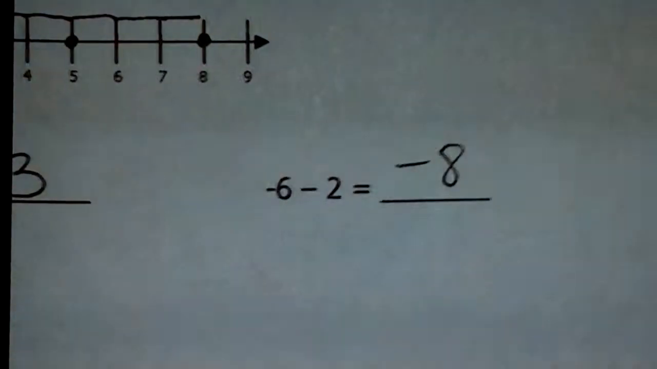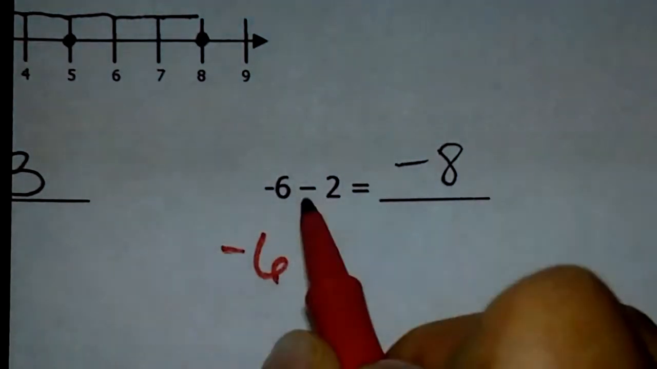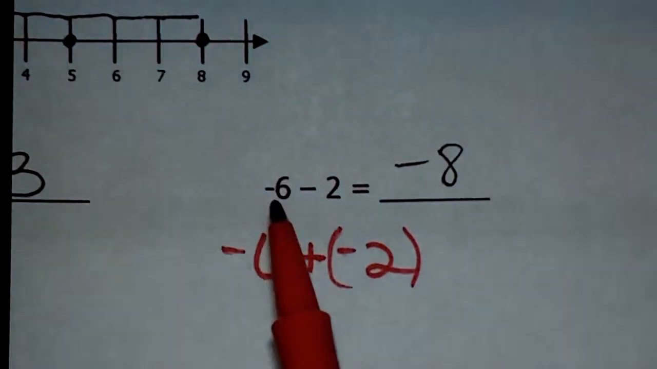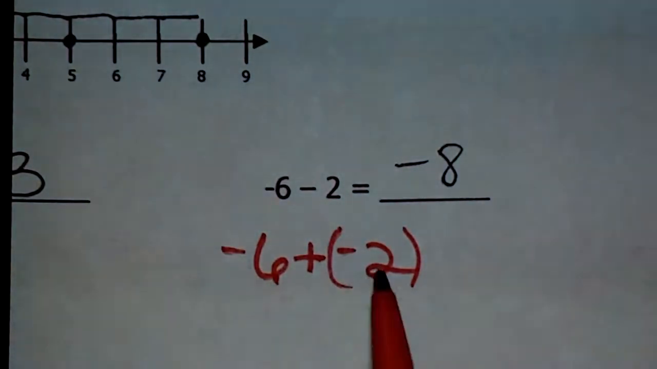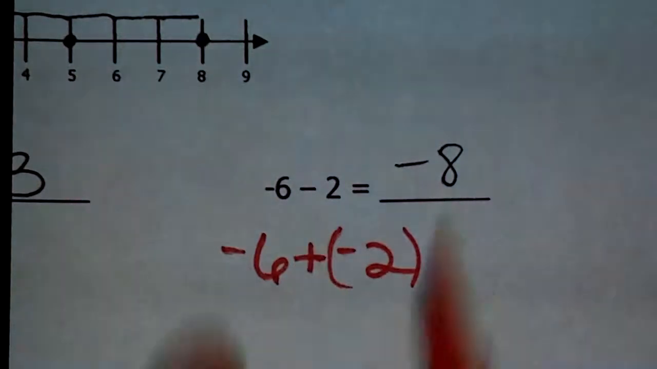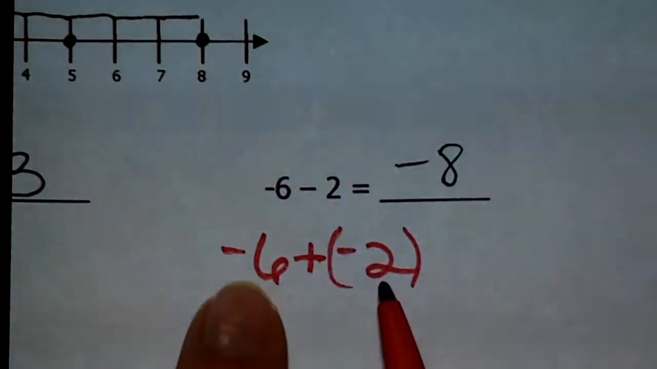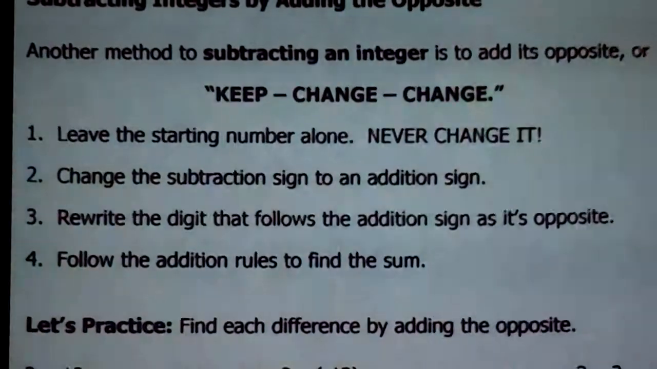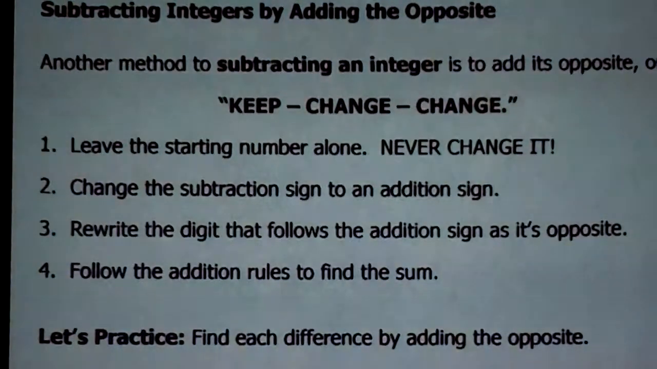Last one here, negative 6 minus 2. When you keep, change, change, I end up changing negative 6 minus 2 into negative 6 plus negative 2. Those mean the same thing. And when you add with the same signs, don't you just add the digits and keep the sign? 6 plus 2 is 8, and it's negative. So all you're going to do for subtraction, you can turn your page now, is keep, change, change your problems, make them addition, and follow the rules that you already know. So for addition and subtraction, you really just have one set of rules. You only need to remember the addition rules.